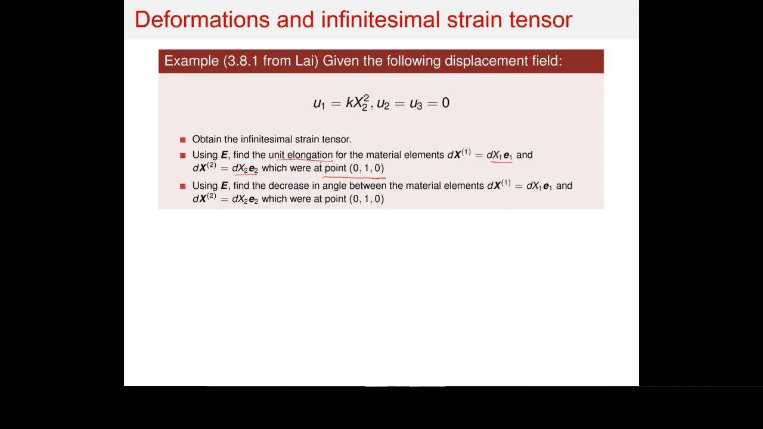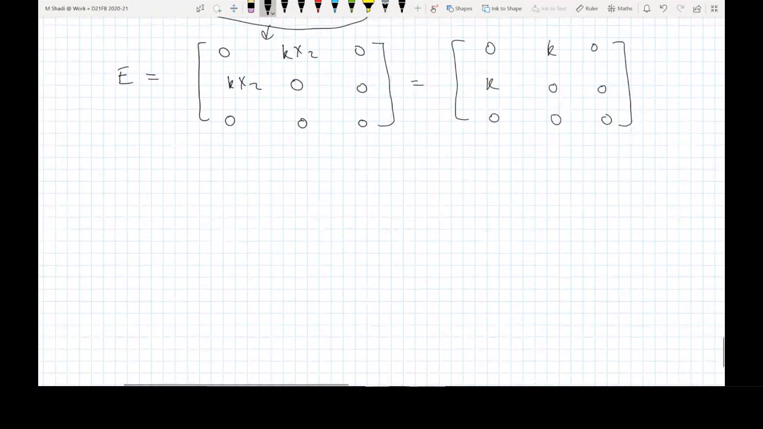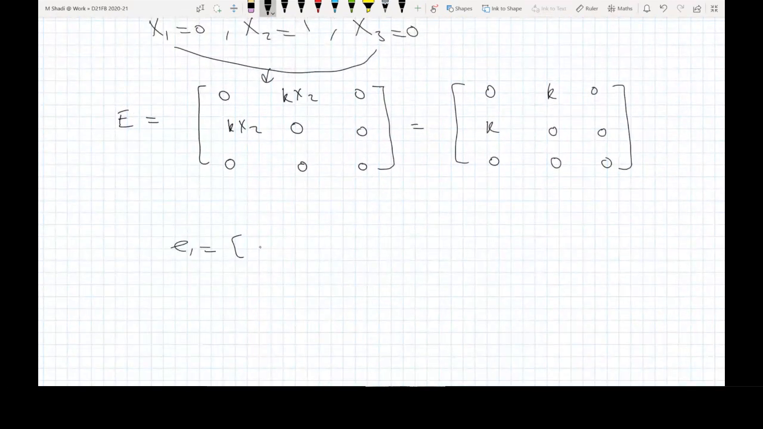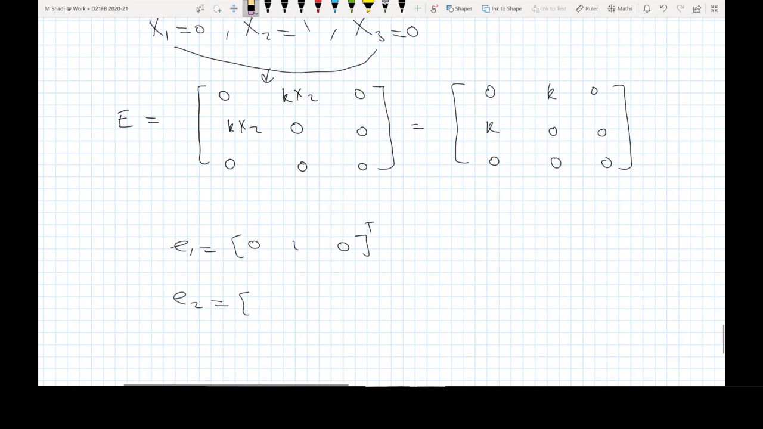Now the question is to find the unit elongation in the direction of E1 and in the direction of E2. So E1 is basically 1, 0, 0, and E2 is 0, 1, 0. I'm just writing them as rows instead of columns to save space, which is why I put the T in there. Now we want to find the change in the unit length in the direction of E1.